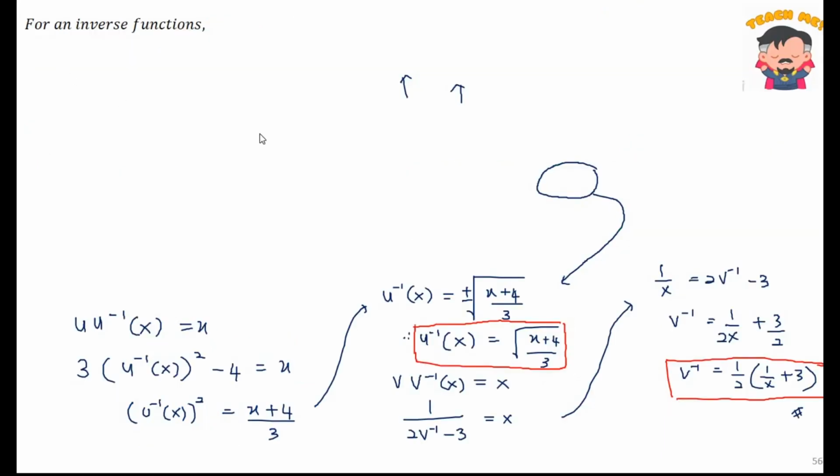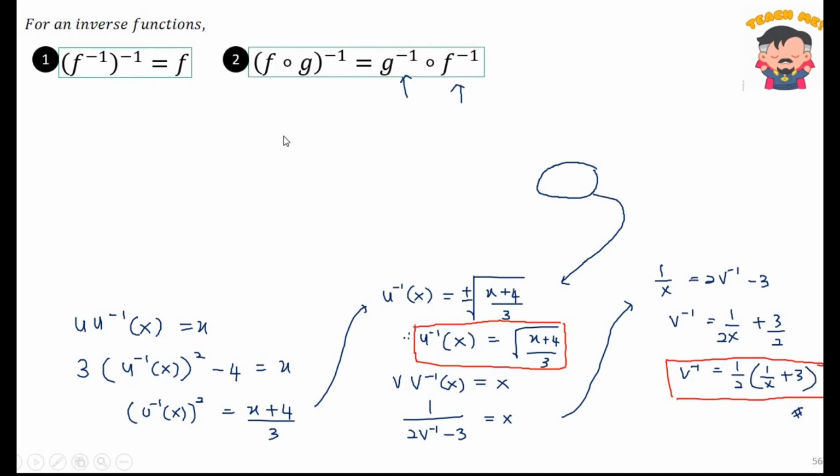For inverse functions, the inverse of f inverse will give you f. And (f composite g) inverse is actually g inverse composite f inverse.